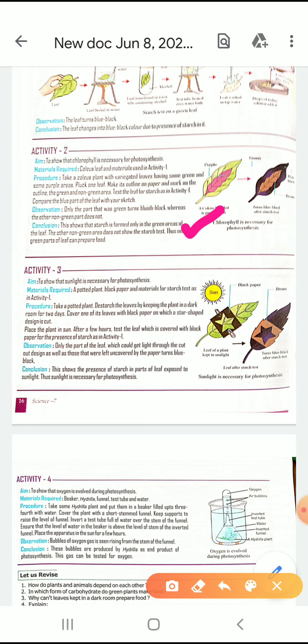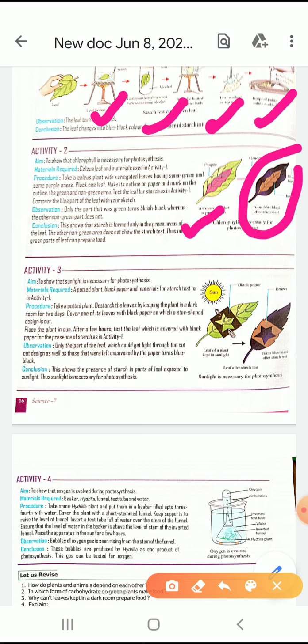What were the steps? First you boil it in water, then you put it in alcohol and boil it in alcohol, then you wash it and then you put iodine solution. After you do all these 4 steps, you will see this will be your result.